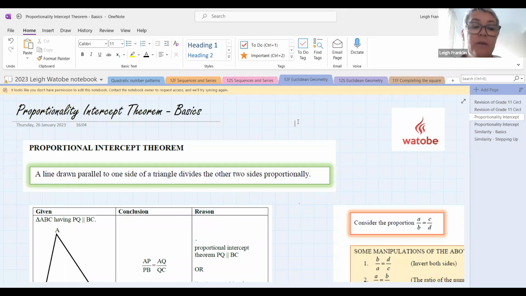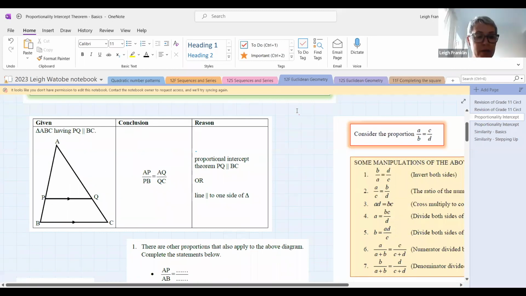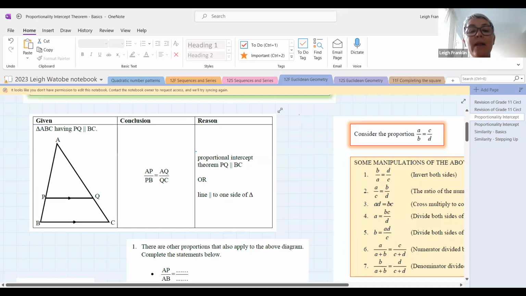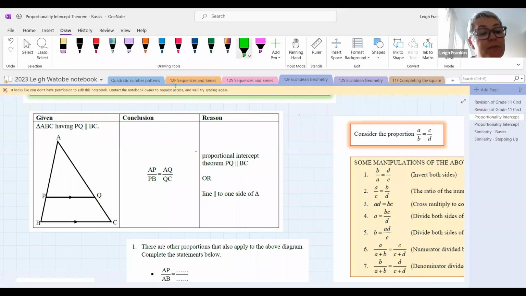And what this theorem tells us is that if we have a triangle, like the one on screen, triangle ABC, and we have a line that is drawn parallel to the third side of the triangle. So the line that is drawn parallel to the third side of the triangle in this case is going to be this green line that I'm highlighting over here. Okay, so that line PQ is drawn parallel to the third side of the triangle, the third side of the triangle being the one that I am now highlighting in purple.